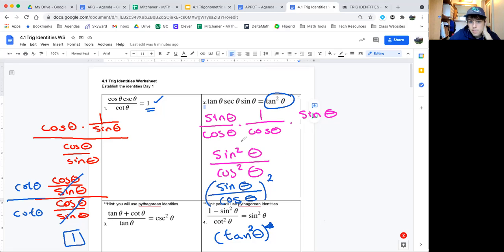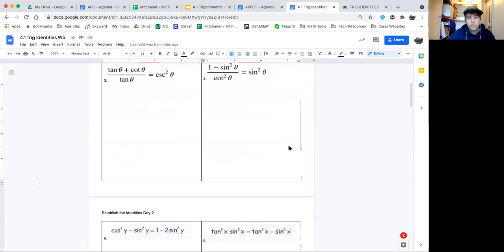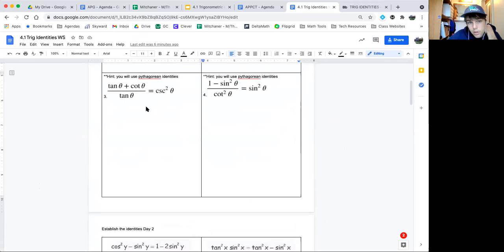And that's our identity. We demonstrated that the left-hand side is algebraically equivalent to the right-hand side. All right, I'm gonna go ahead and clear this and move on to the next two here. So number three. All right, a little bit more complicated going on. The left side, again, for this one is more complicated.